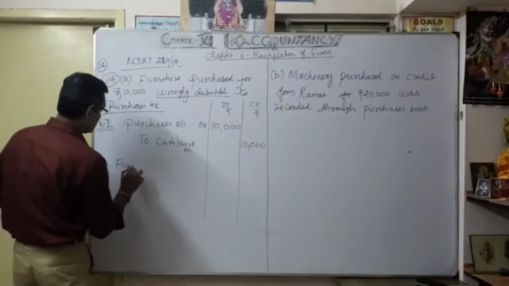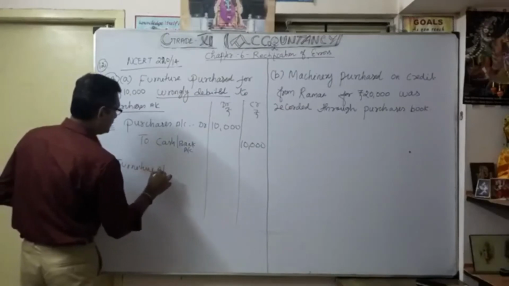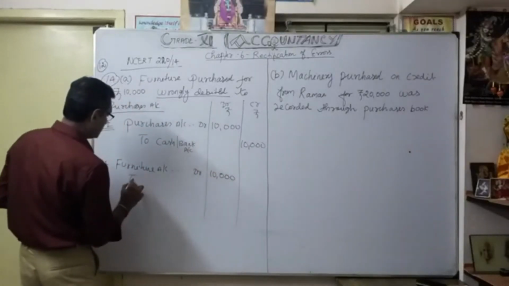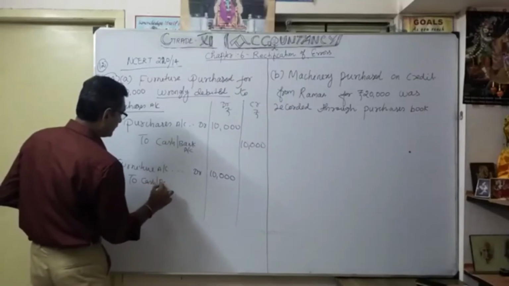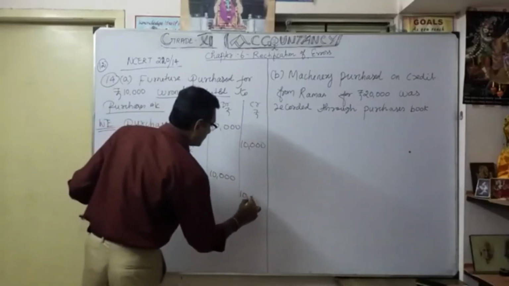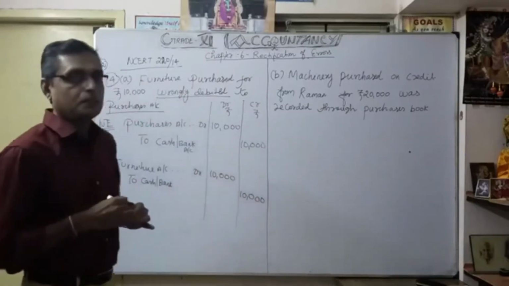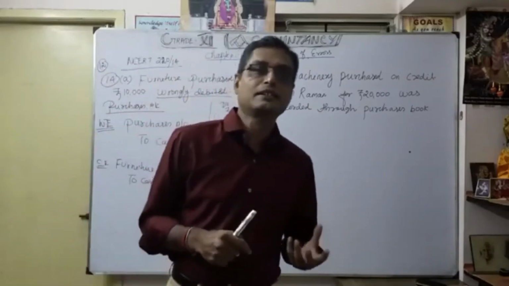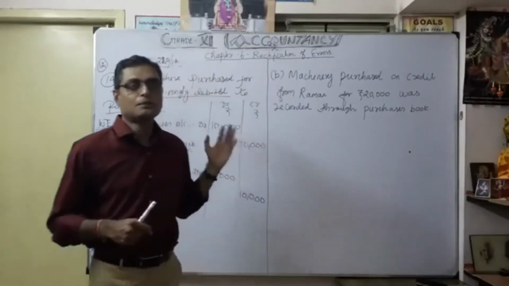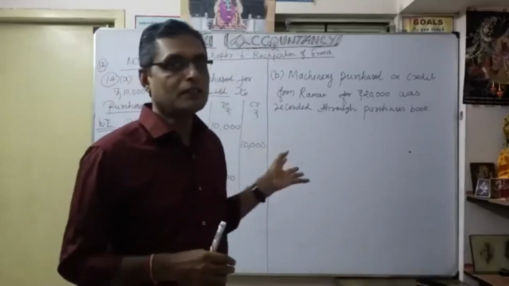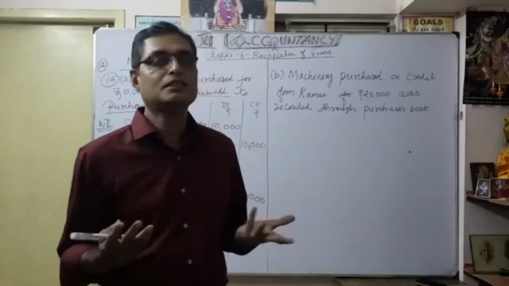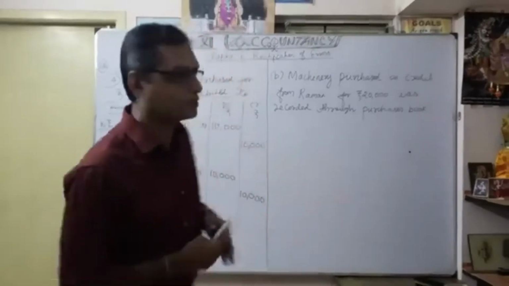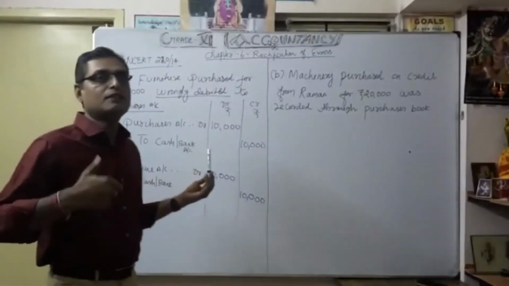Furniture account debit 10,000 to cash or bank. That is the correct entry. This type of error of principle does not affect the trial balance. Here only the head of the account varies, isn't it? So the trial balance agrees; it is not an issue. It never affects the trial balance, and the trial balance automatically tallies.